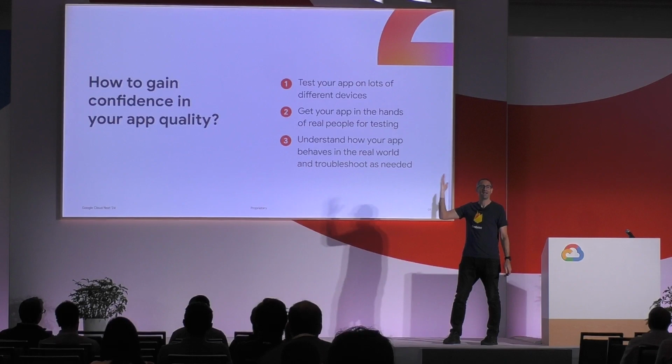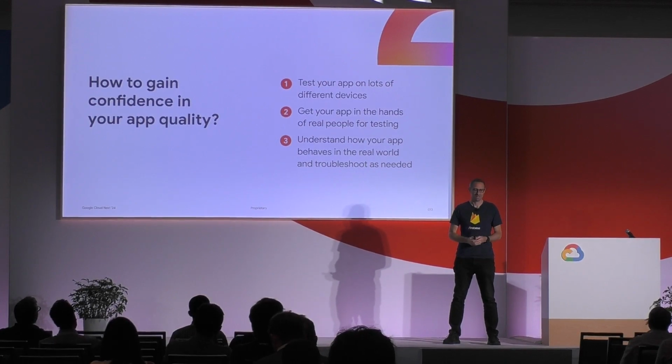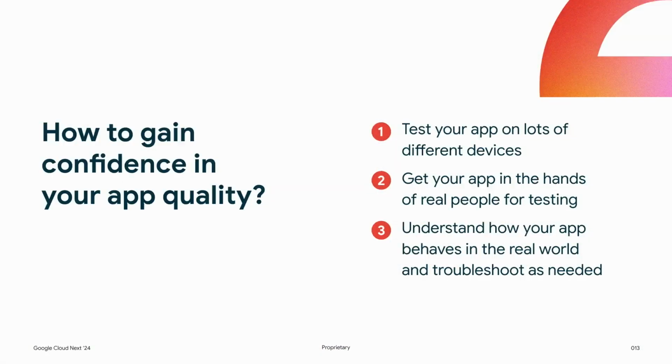App quality. How do you gain confidence that your app is high quality? We've got 3 different things to get you through it. You need to test your app on lots of devices, a huge wide variety of devices. There's lots out there. Lots of different issues can come up. You want to get your app into the hands of people to test it. And of course, you want to understand how your app is behaving in the real world once you've launched it.